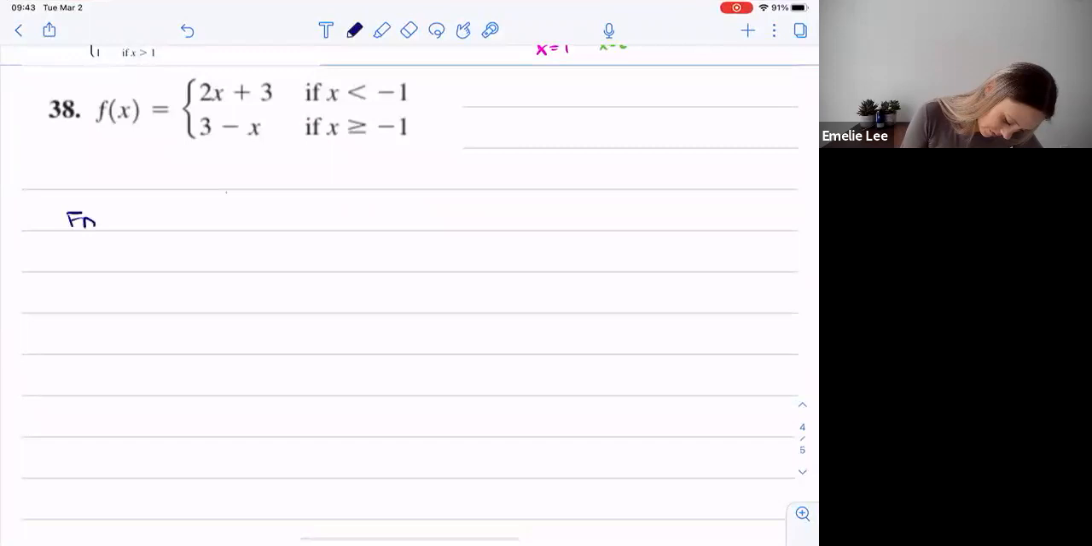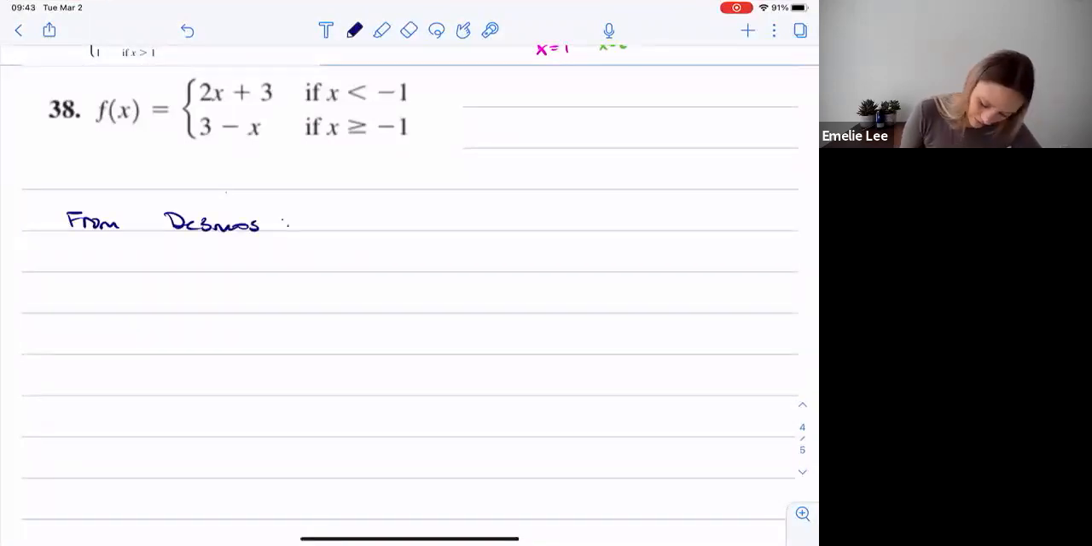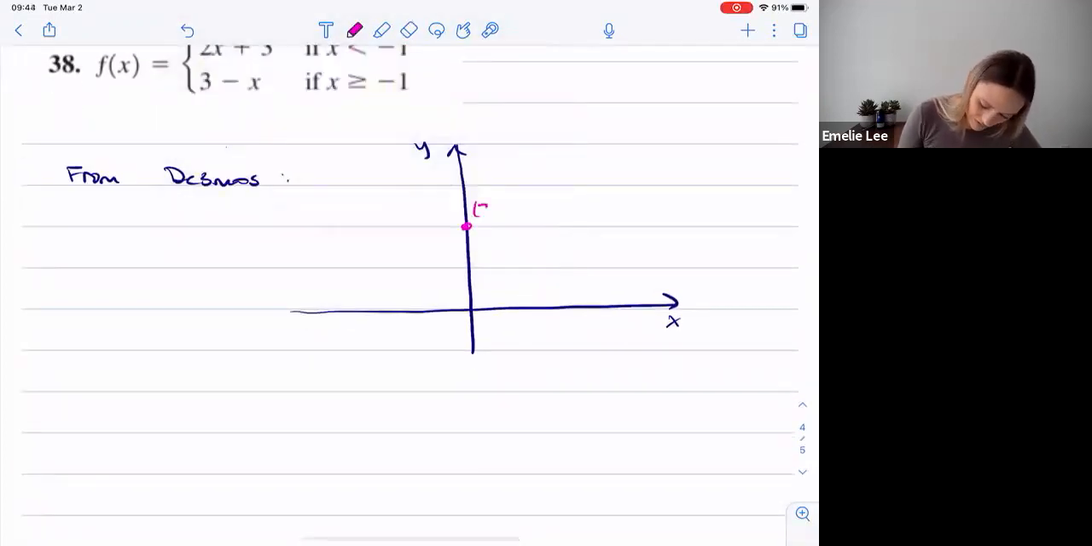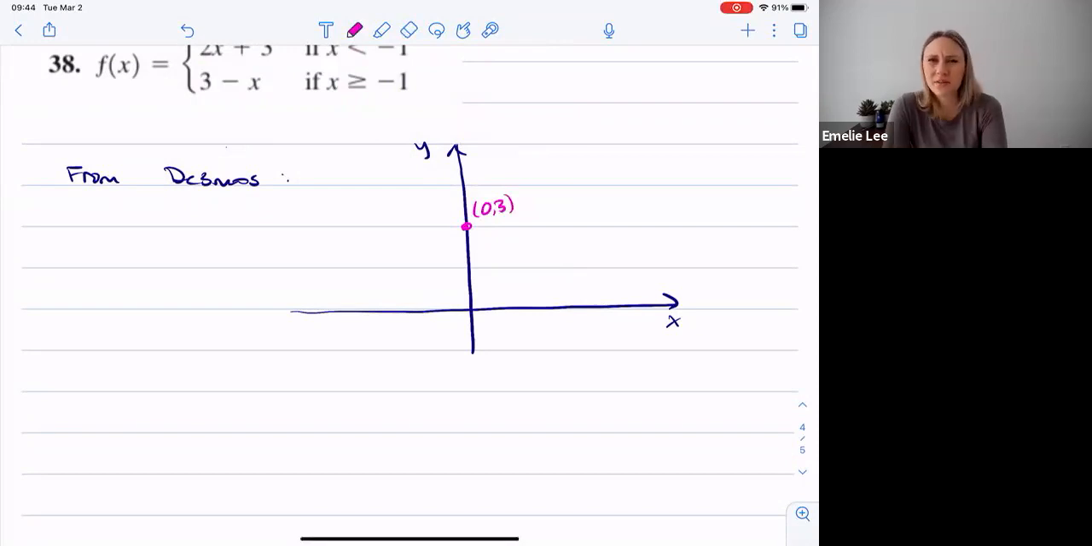So from Desmos, we find that we have something that looks like this, an XY plane. And we said, okay, here, let's put this at, sorry, not 3, 0, 0, 3. Why did I say 3, 0? That would be down here. X is 3 and Y is 0, right? Here, X is 0, Y is 3.